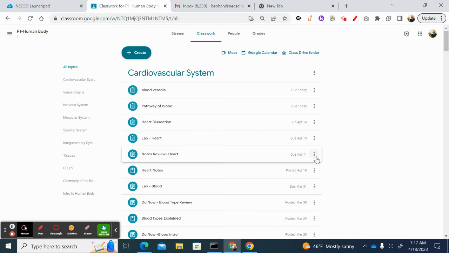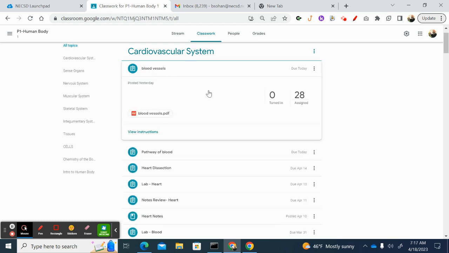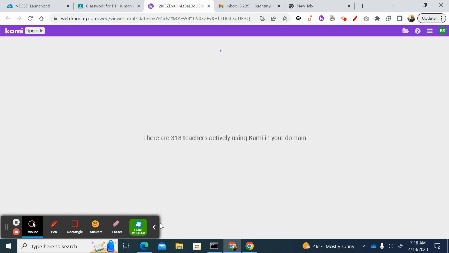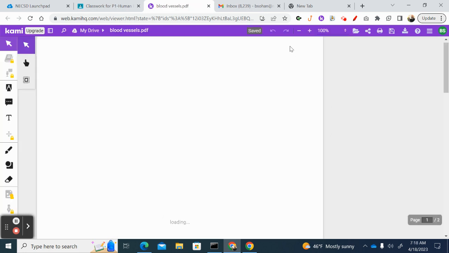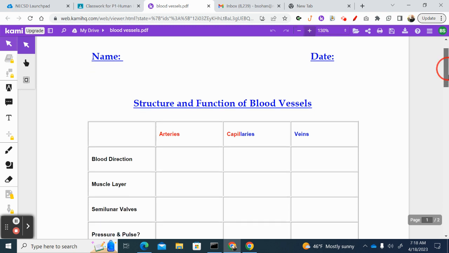What is that? We're going to compare blood vessels today. I'm going to fill this out. I want you to follow along with me as I fill this out, because this information will definitely be on the quiz.